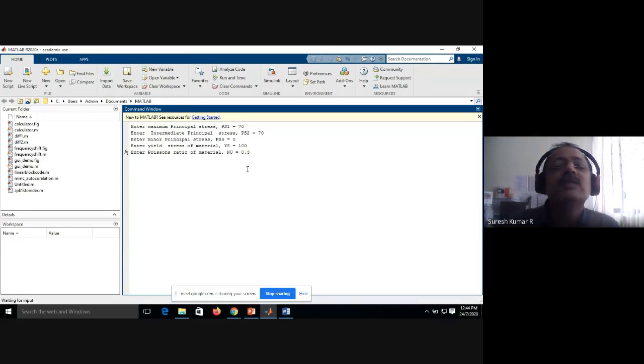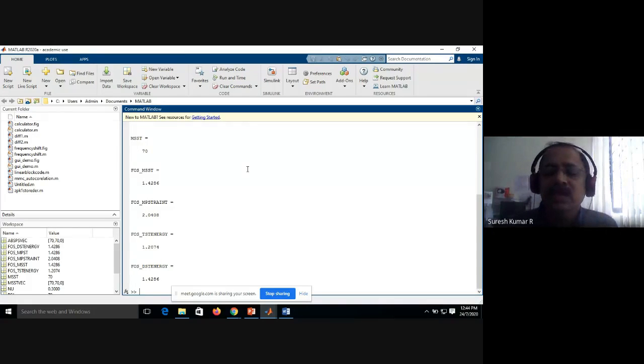Now when I do this, you can see here, according to distortion strain energy 1.42, according to total strain energy 1.207, according to maximum principal strain theory 2.04, according to maximum shear stress theory 1.4, and then according to maximum principal stress theory it is 1.4286.